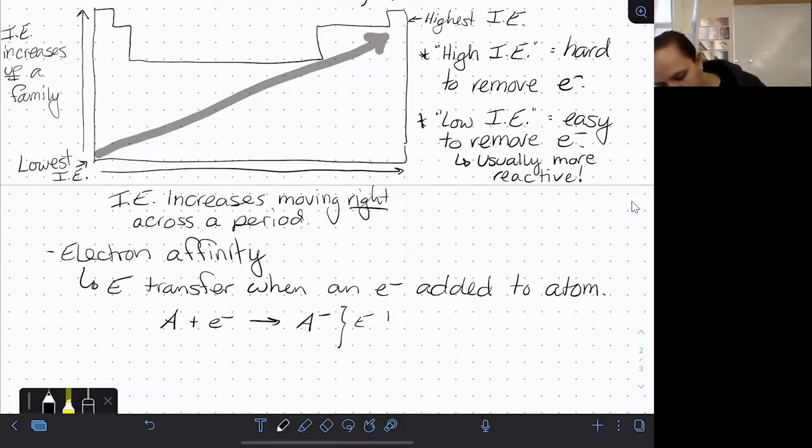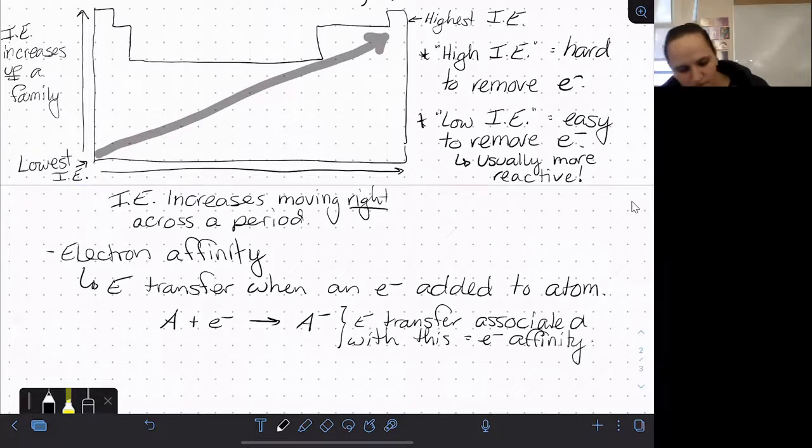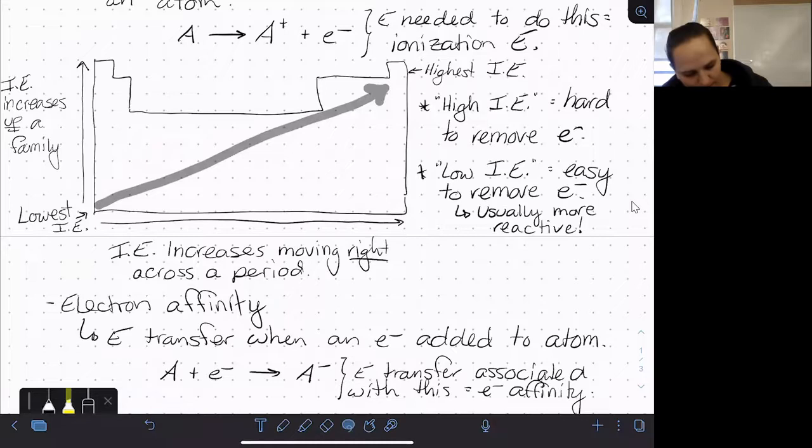So the energy transfer associated with this transformation is what we would call the electron affinity. I am going to copy paste this one.